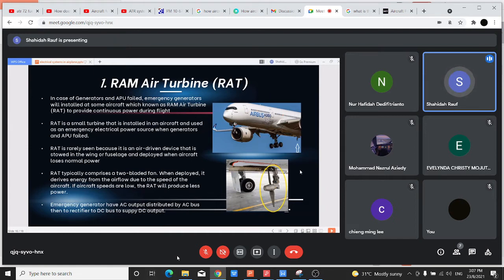Okay, RAT typically comprises a two-bladed fan. When deployed, it derives energy from the airflow due to the speed of the aircraft. So if the aircraft speed is low, the RAT will also produce less power. The emergency generator has AC output distributed by the AC bus, then to the rectifier to the DC bus to supply DC output.